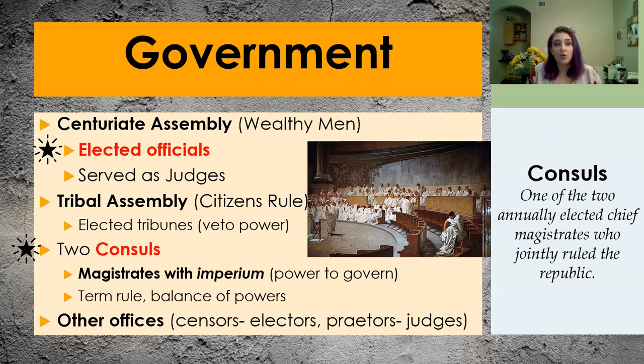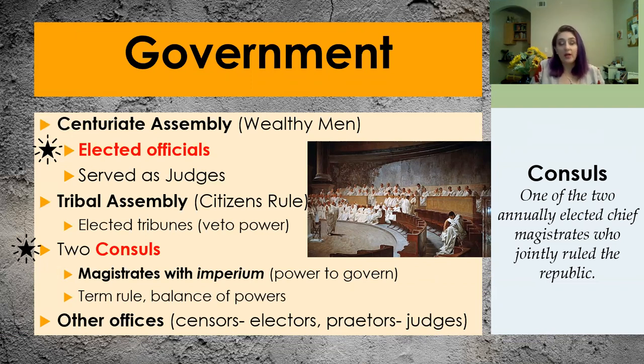You also had two consuls. These were magistrates with imperium, or power to govern, and they had terms and balance of powers, and there's a lot of rules involved. They had other offices as well, censors who were elected, as well as the praetors who were judges.